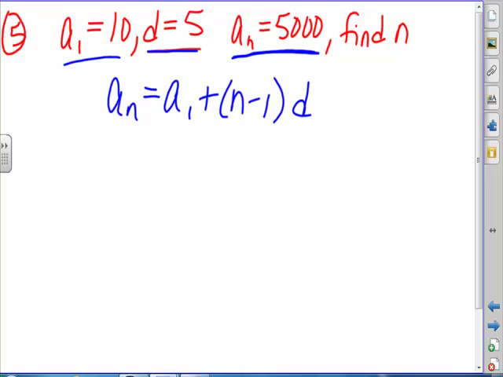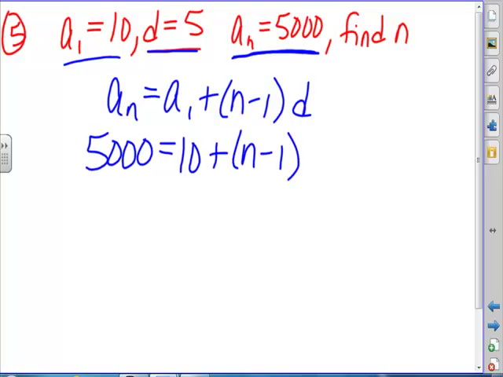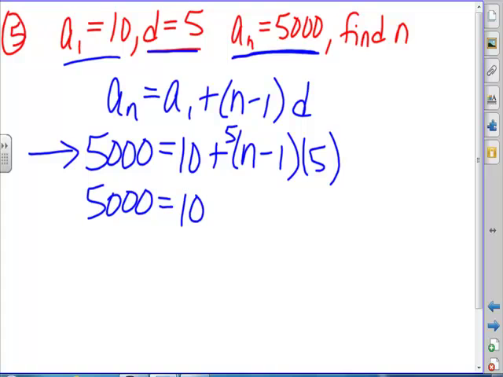So if a sub n is 5,000, I'm going to put that right here. If I know that my first thing in my first position is a 10 plus n minus 1, I don't know n, and I do know my common difference is 5. Basically, it's just an algebra problem, so you just need to solve that. So I'm going to do basically the same thing I've been doing. Put the 5 out front here. I think it's sometimes easier to think about distributing.